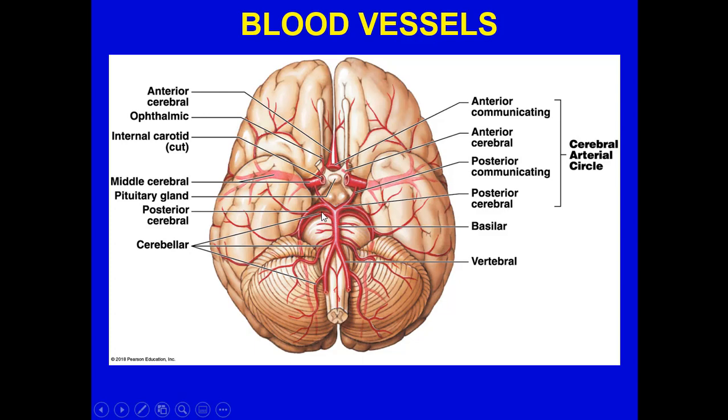Notice that you've got the cerebellar right here, okay? And you have, of course, the posterior cerebellar. Notice where the pituitary gland is sitting, right around here. So it's a navigation guide here. The middle cerebral. Now what they did was they did a cut here of the internal carotid as it comes through. You have the ophthalmic, and you also have the anterior cerebellar right here. Okay?